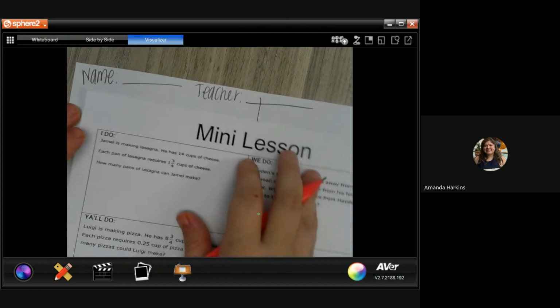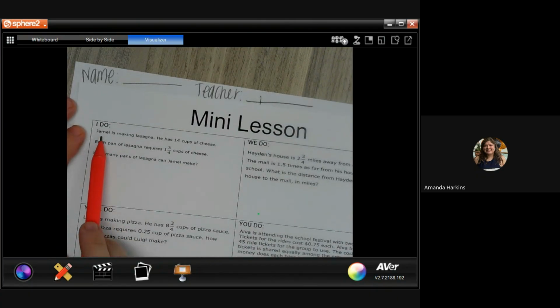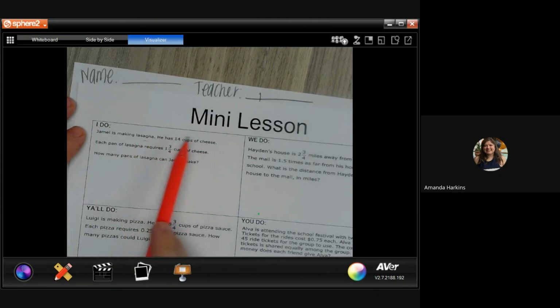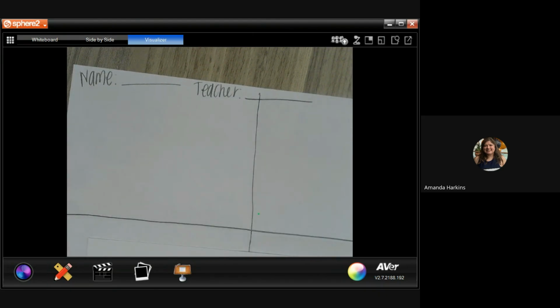Okay, we're going to analyze our problem first. It says, Jamal is making lasagna. He has 14 cups of cheese. Each pan of lasagna requires 1 3/4 cups of cheese. How many pans of lasagna can Jamal make? So let's go ahead and analyze our problem.